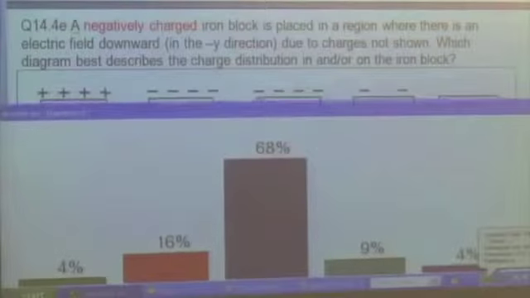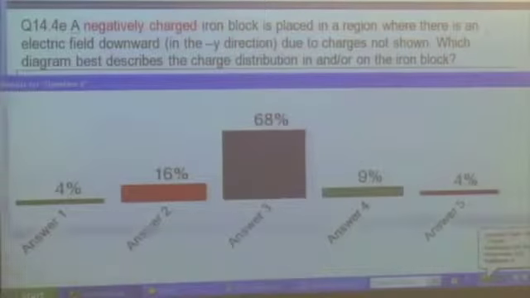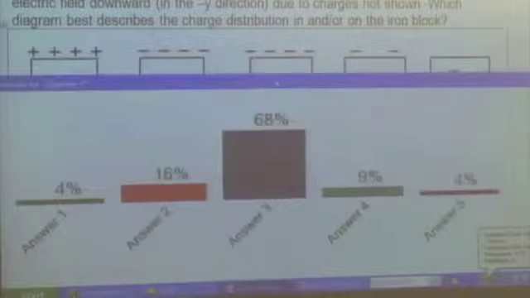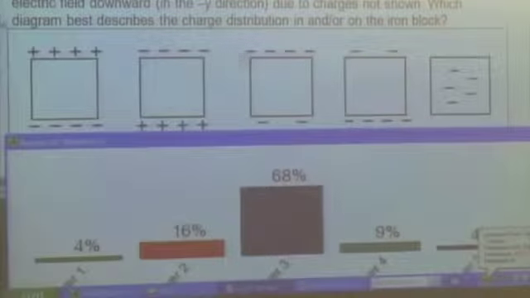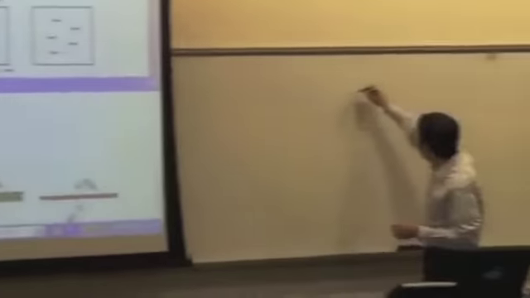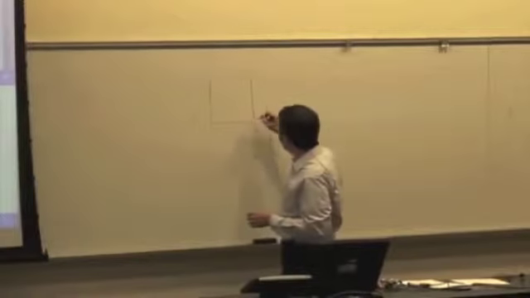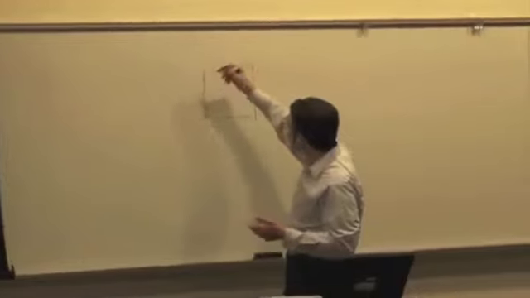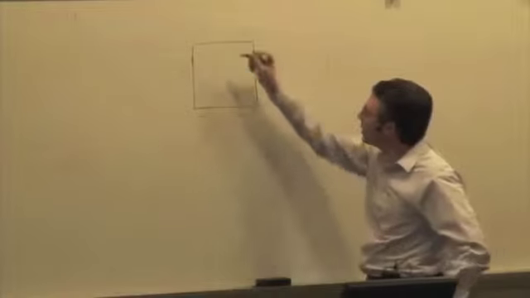Not quite as much agreement this time, but most of us are saying answer number 3. So why 3 and not 2? It already has a negative charge, right? So in the absence of any other electric fields, you could have an object, say a conducting object, that had a negative charge already placed on it. Later we'll talk about methods of charging and discharging.